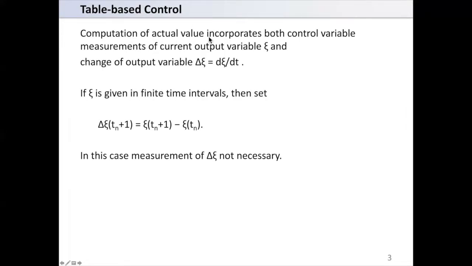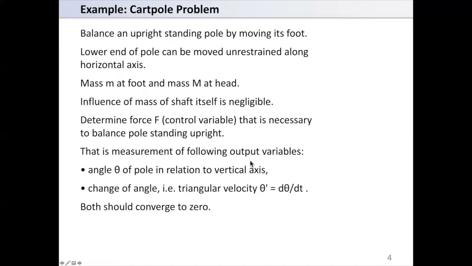Computation of the actual value incorporates both the control variable measurements of the current output variable epsilon and the change of the output variable, that is delta epsilon, which is equal to d epsilon dt. If epsilon is given in finite time intervals, then set delta epsilon at tn plus 1 equal to epsilon tn plus 1 minus epsilon tn. In this case, measurement of delta epsilon is not necessary.